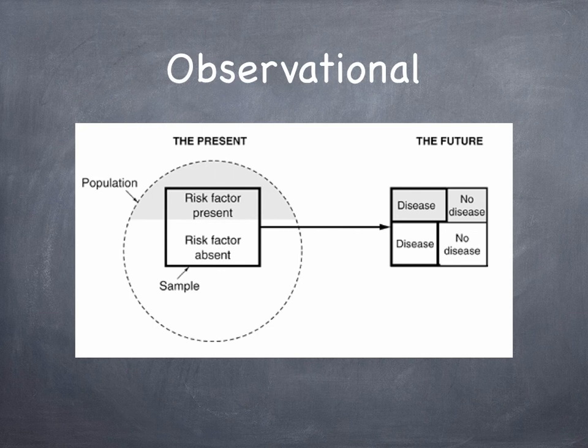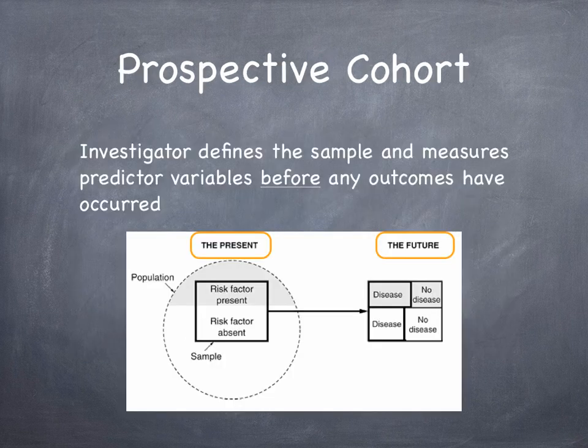Cohort studies are primarily observational in nature. No intervention is done. It is just observed what happens to subjects over time. It is important to remember the investigator defines the sample and measures predictor variables before any outcomes have occurred. This is the essence of a prospective cohort.